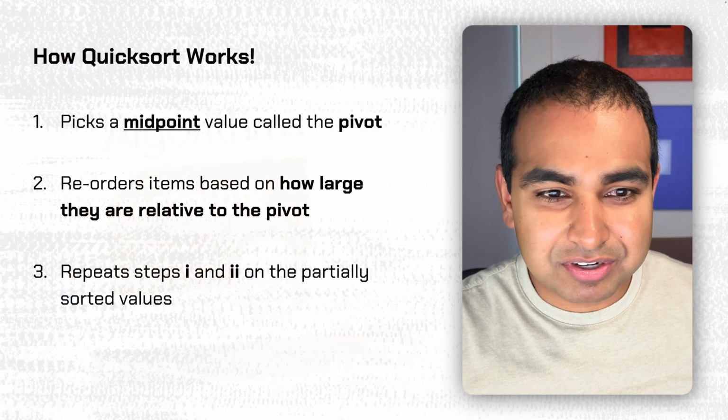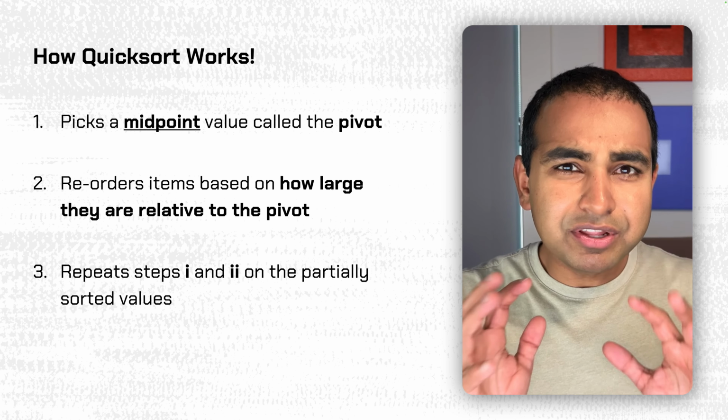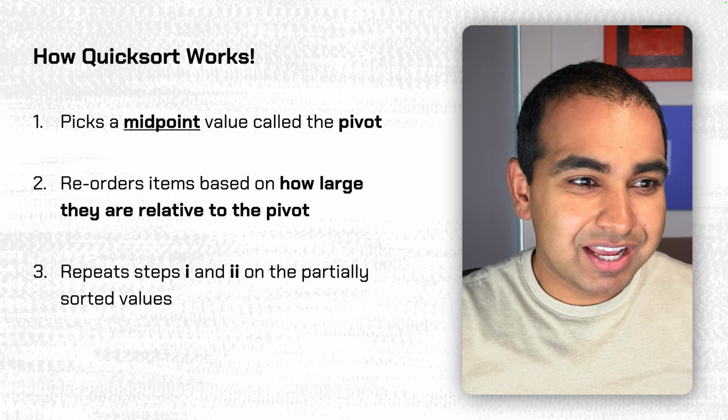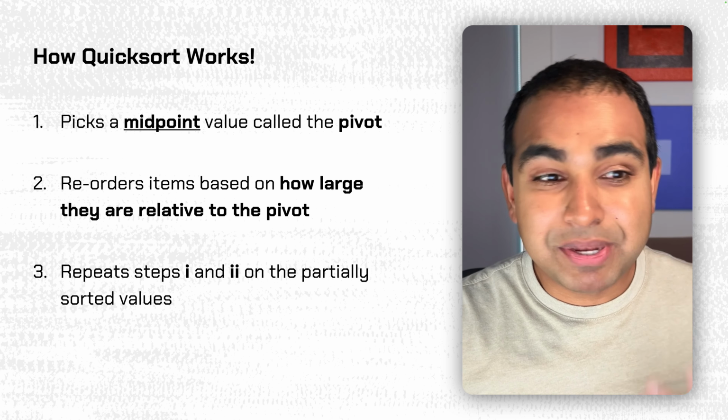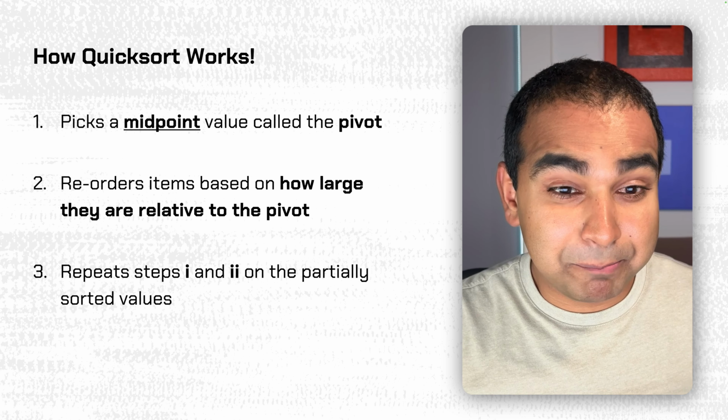Now, getting back to our topic at hand. How does our divide and conquer algorithm, QuickSort, actually work? There are 3 steps here. 1, it picks a midpoint value, and this midpoint value is called a pivot.